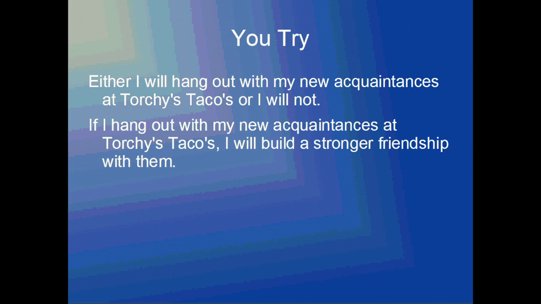In the first conditional proposition, I will affirm the first disjunct. If I hang out with my new acquaintances at Torchy's Tacos, then I will build a stronger friendship with them. That is what I have to gain by hanging out with these new acquaintances at Torchy's Tacos.